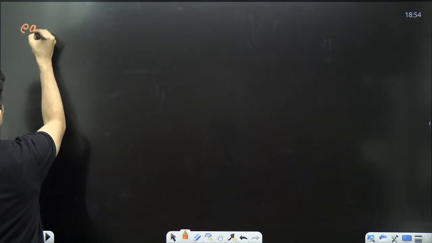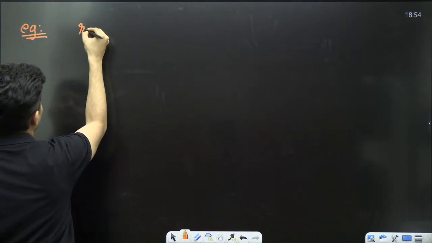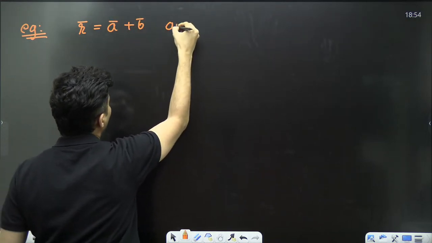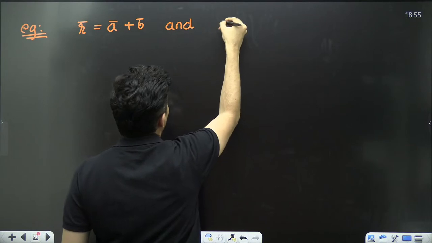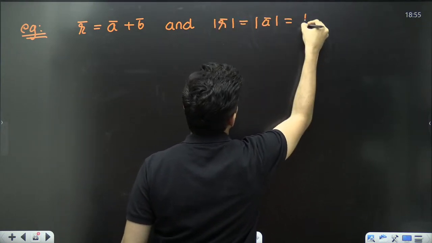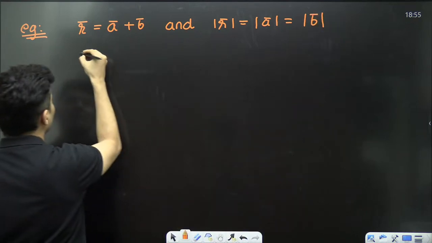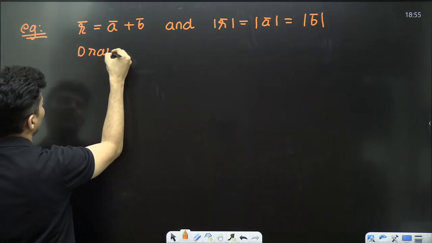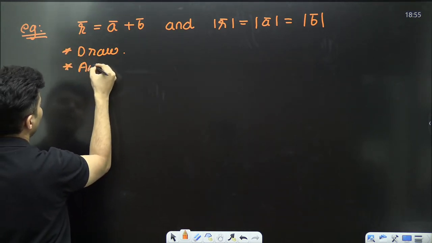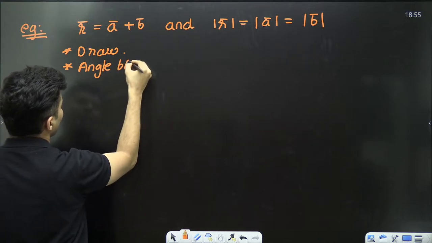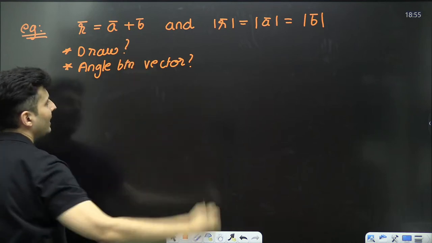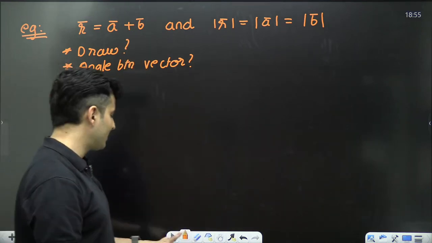Very good. Let's see if you guys can solve this. Resultant is A vector plus B vector, and magnitude of R vector is equal to magnitude of A vector is equal to magnitude of B vector. First thing is draw it. Second thing is the angle between the vectors. What is it? Draw it and also show the angle between the vectors.